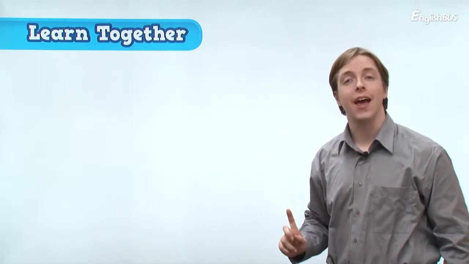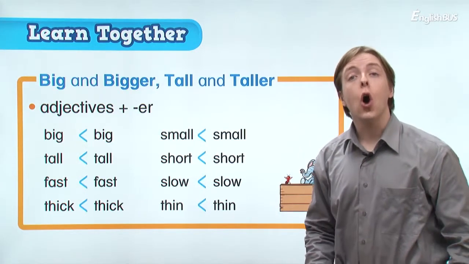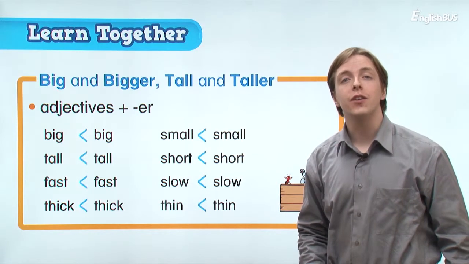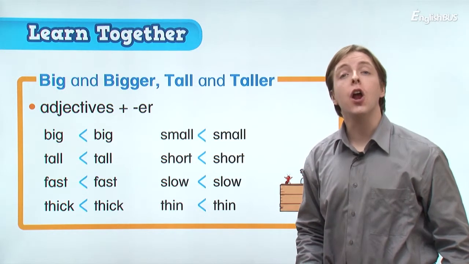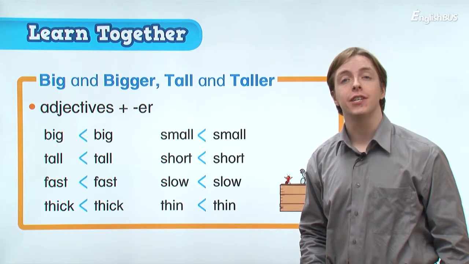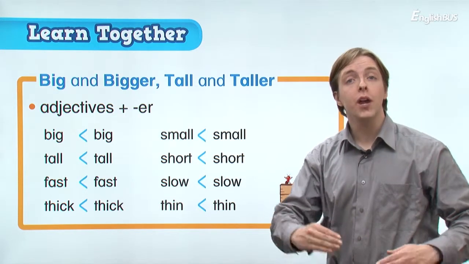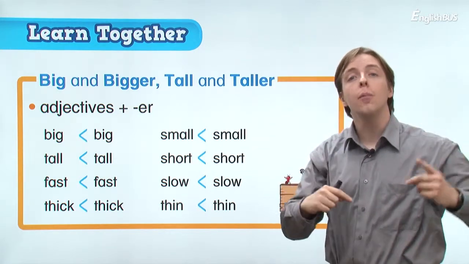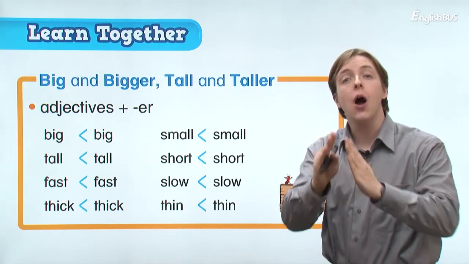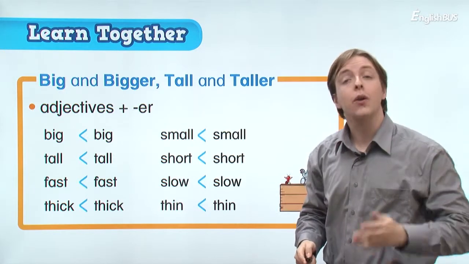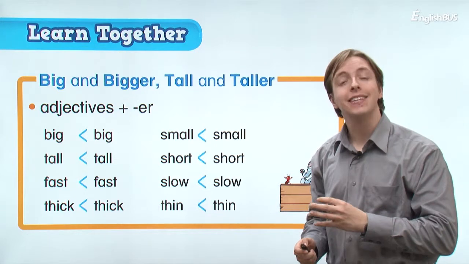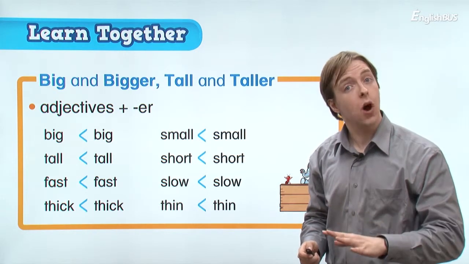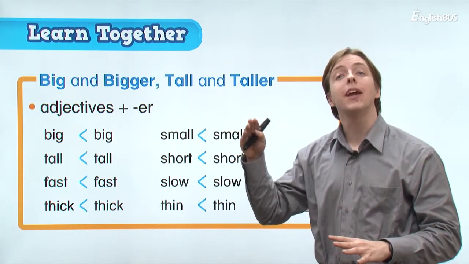Now let's turn the page and look at Learn Together. In this unit, all the adjectives that we have been using, smaller, bigger, taller, shorter, are called comparative adjectives. We use them when we are comparing two or more different things, saying how they are different. Like with the elephant, which is bigger, an elephant or an ant? An ant is smaller, an elephant is bigger.